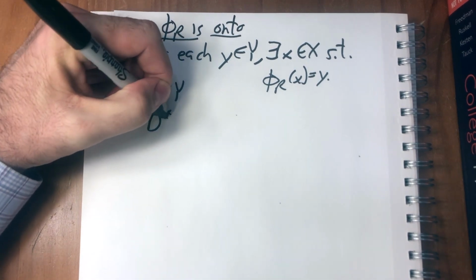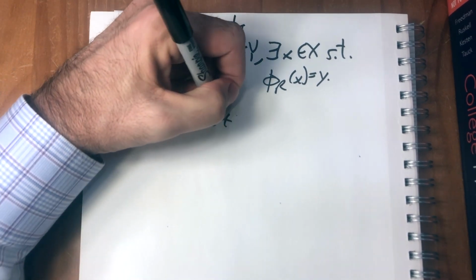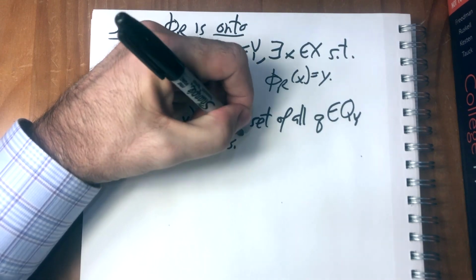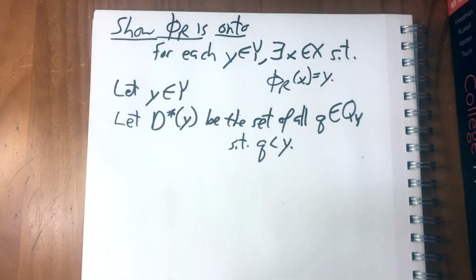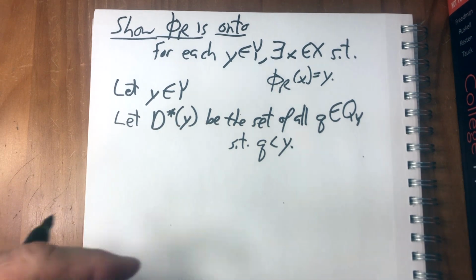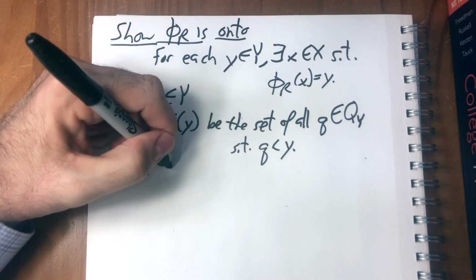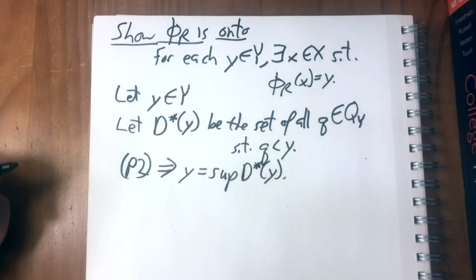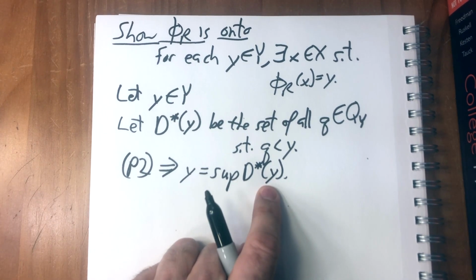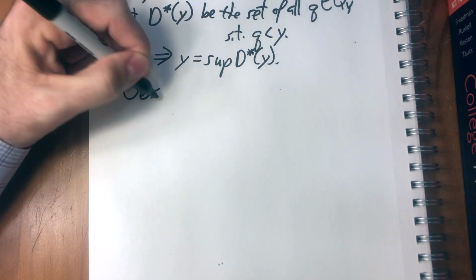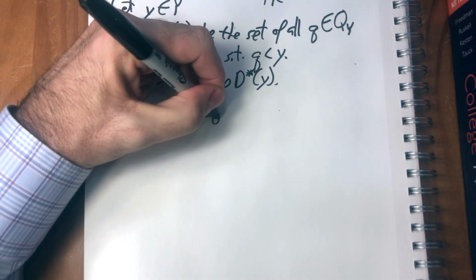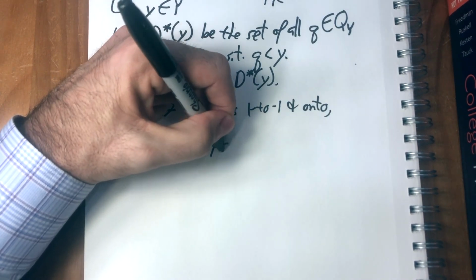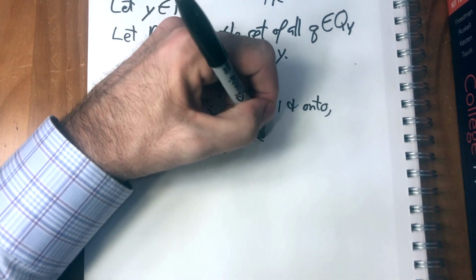Now we're going to have to do something a little different. So let d star of y be the set of all rational numbers q in Y such that q is less than y. So it's the same definition as d of y would be, but we're in Y now instead of X. So P2 tells us that y is the least upper bound of this set, right? y is the least upper bound of d star y. So observation 7 told us that since phi q is 1-to-1 and onto, then the inverse of phi q exists also.